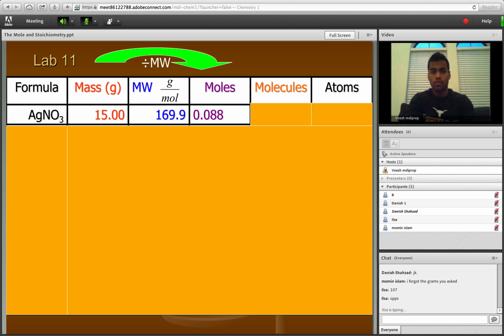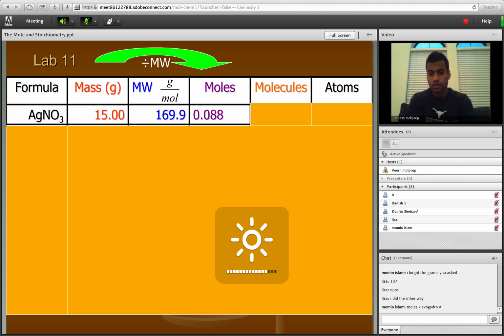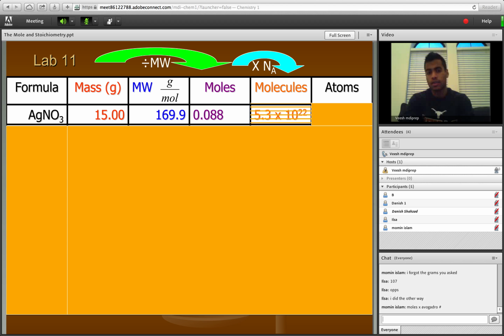Now, given that, how would you figure out how many molecules there are? Exactly. Times Avogadro's number, and that gives you 5.3 times 10 to the 22nd. From there, how do you figure out how many atoms there are?